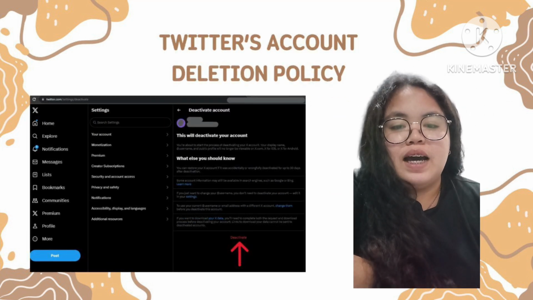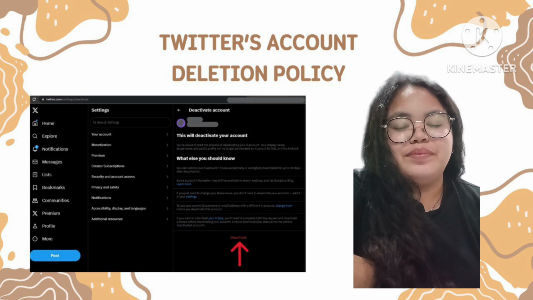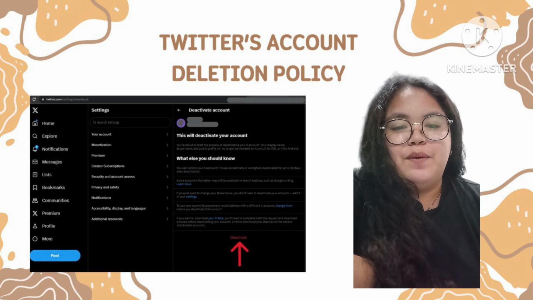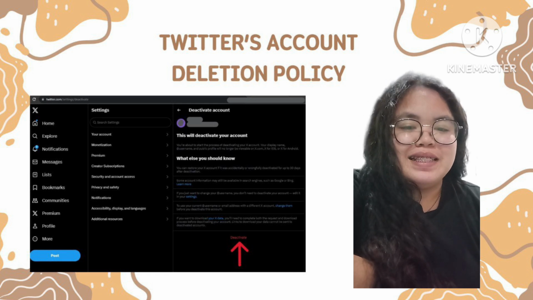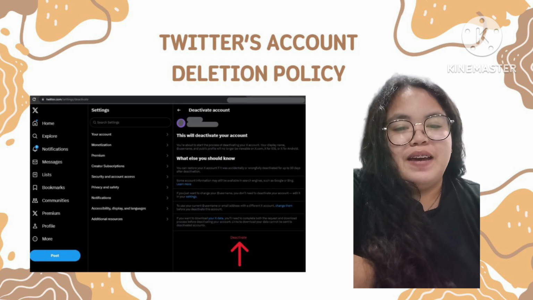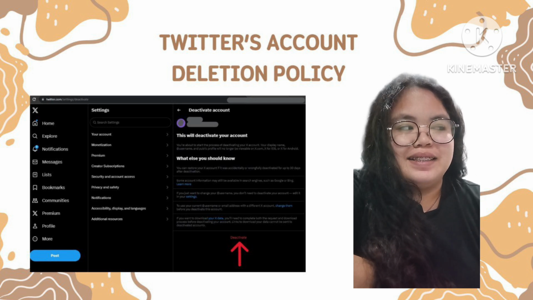Twitter also offers account deactivation, which leads to permanent deletion after 30 days of inactivity. However, Twitter retains some data for legal compliance and operational purposes, a practice similar to Instagram. While the process is slightly more straightforward than Instagram's, users may still find the lack of clarity around retained data surprising.